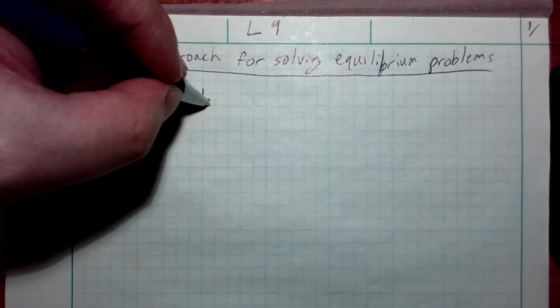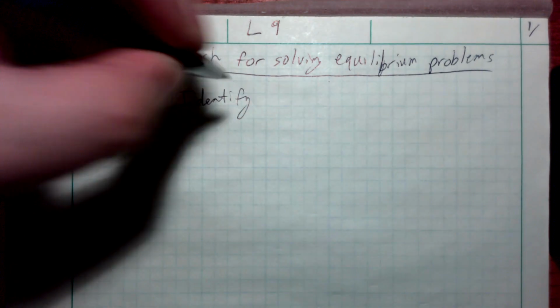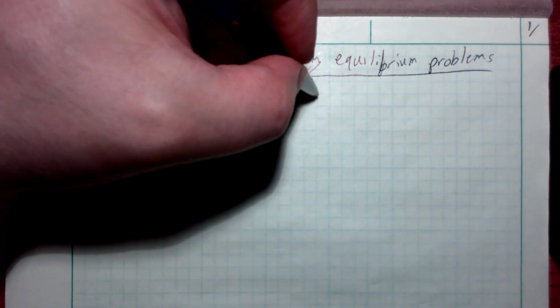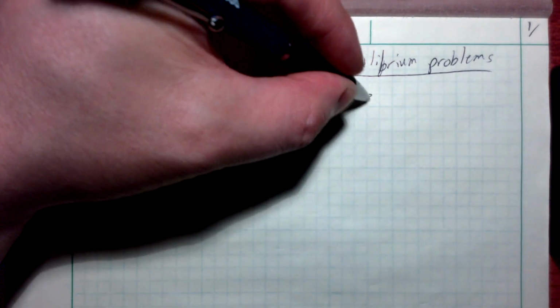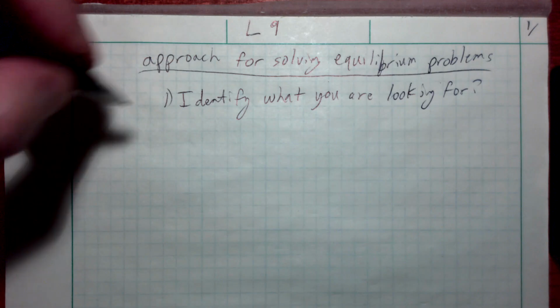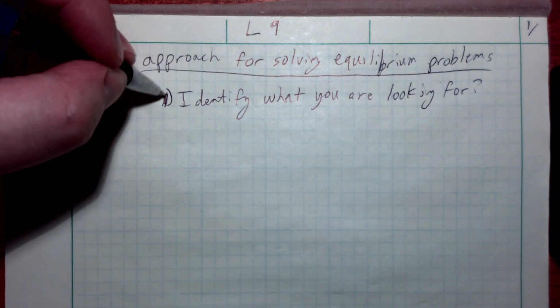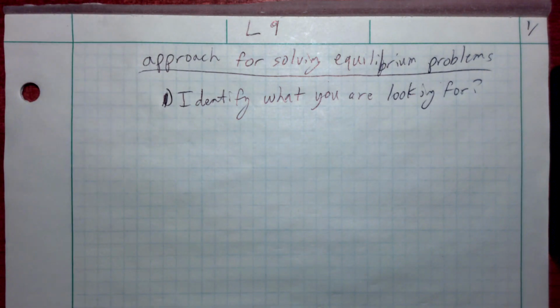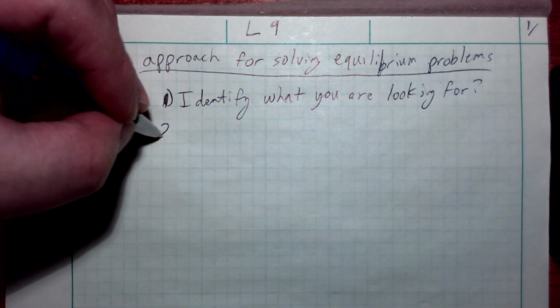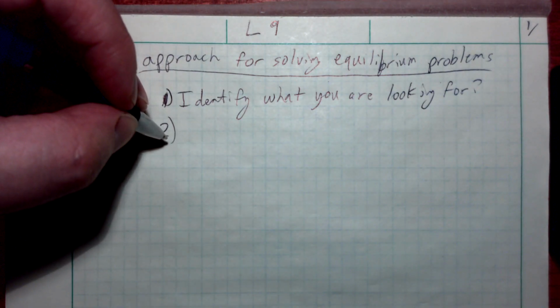Step 1 is identify what you're looking for. What is your unknown? What is it that you're after? What is it that's going to constitute a solution to the problem? That's number 1. And this is kind of an applied version of the basic problem solving that I've really tried to hammer home the whole time we've been having these discussions.